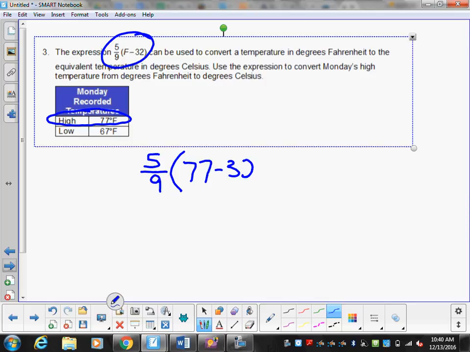So we have 5 over 9, parentheses, 77 minus 32. Okay, and so you can plug this straight into your calculator using your fraction key, which remember that's alpha and y equals. And number 1 is just a fraction. So you hit 5 over 9, parentheses, 77 minus 32. Close parentheses, and you get 25 degrees Celsius. And so your answer is 25 degrees Celsius.